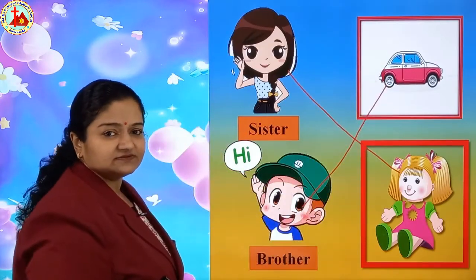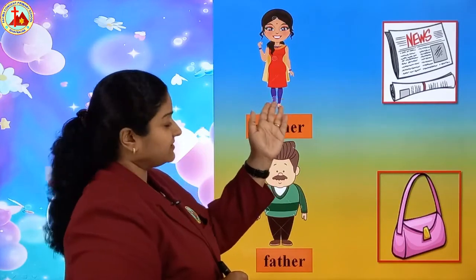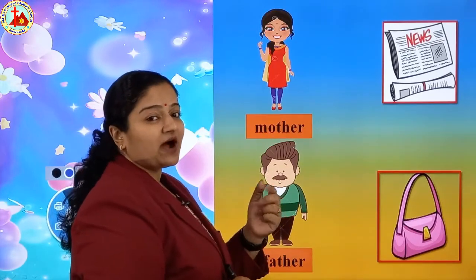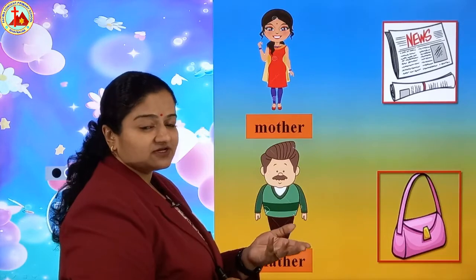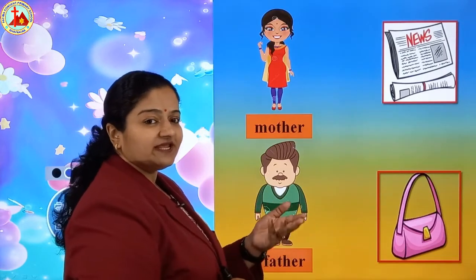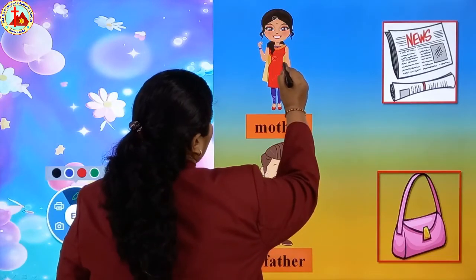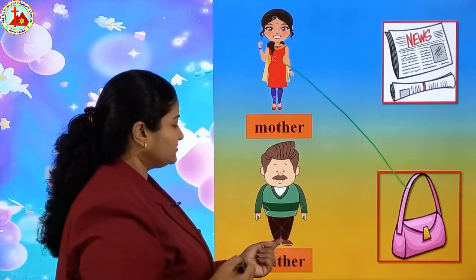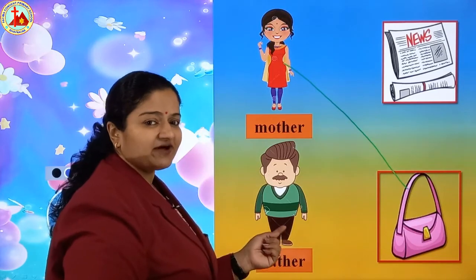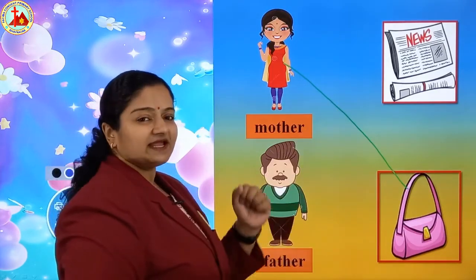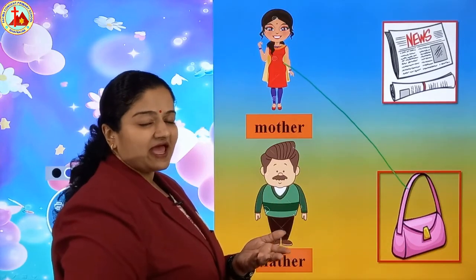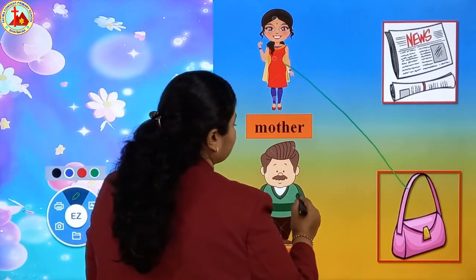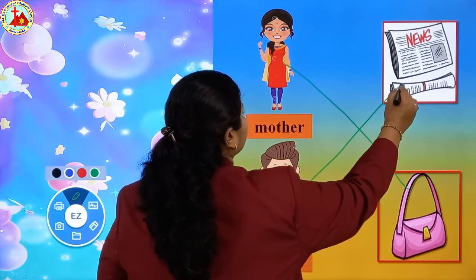Yes, children, understood? She is your mother, and mother will take a purse or newspaper. Yes, mummy goes outside to buy vegetables and other grocery. So she usually takes her purse. So we'll match mummy with this purse, with this bag. Yes. Now this is your father. He is your father. Father will read newspaper or take a purse. Yes. Your father has a good habit to read newspaper in the morning. So match with your newspaper. Match father with newspaper.